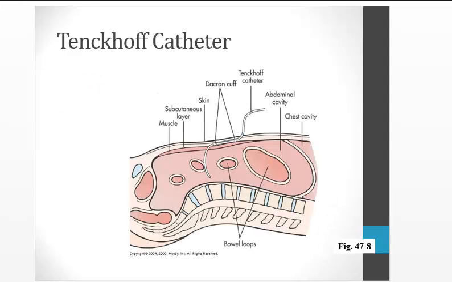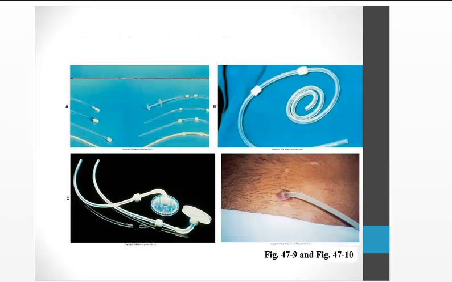This is an example of a Tenckhoff catheter. As you can see, the tip of the catheter lies in the peritoneal cavity. Also notice that there is something called a Dacron cuff, which is part of the Tenckhoff catheter. In the next slide, I'm going to show you an up-close view of that. This becomes important because it helps to prevent migration of microorganisms down the shaft from the skin.